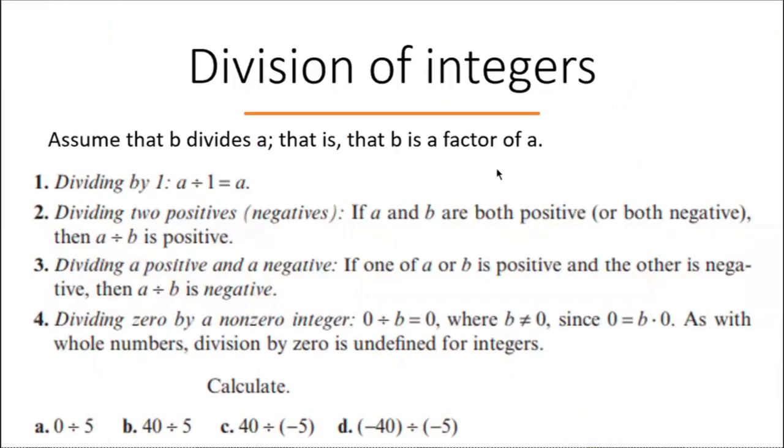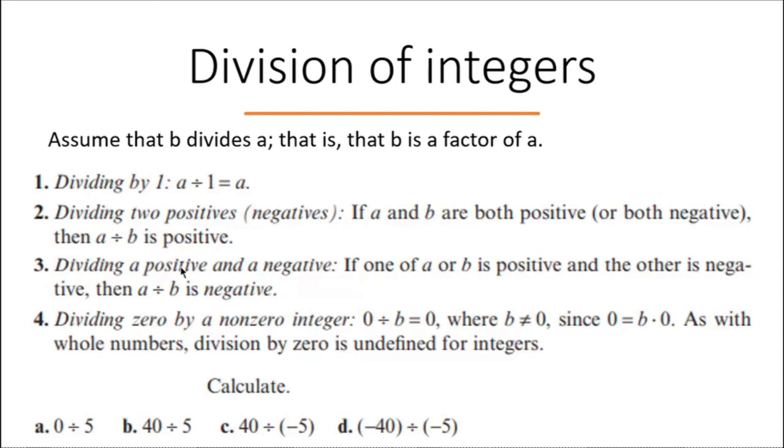Division of integers. Assume that B divides A, that is, B is a factor of A. So for number 1, A divided by 1 is equal to A. So any integer A divided by 1 is also itself. Number 2, dividing two positives is positive, and dividing two negatives is also positive. If A and B are both positive or both negative, then the quotient of the two is always positive.